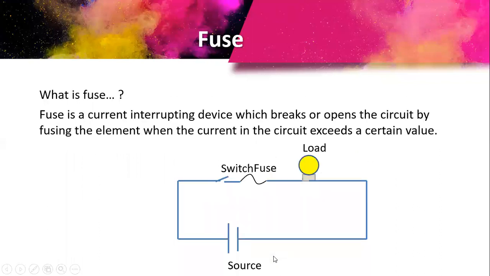Now, what do you mean by the fuse? How does it work? I have already shown this figure. The fuse is a current interrupting device which breaks or opens the circuit by fusing the element when the current in the circuit exceeds a certain value, that is, the predefined value. If the current exceeds it, the material used for the fuse element will heat up, reach its melting point, and break the line.